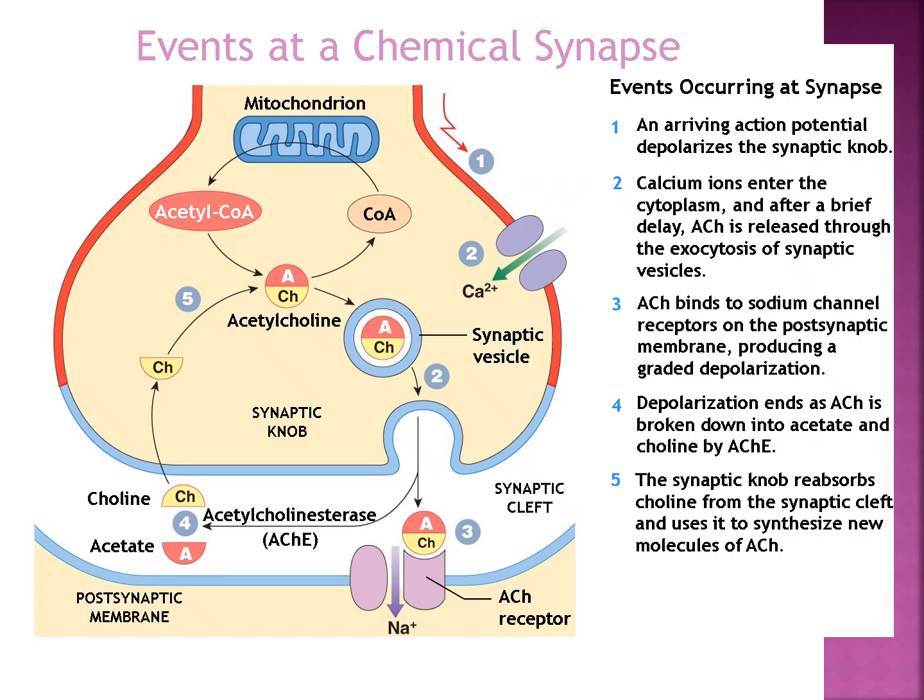The above diagram summarizes the events that take place during information transfer across a chemical synapse. The arrival of the depolarization wave, the action potential, opens voltage-gated calcium channels and allows calcium ions to flow into the axon terminal. This causes the synaptic vesicles to fuse with the presynaptic membrane, and neurotransmitter is exocytosed into the synaptic cleft. The neurotransmitter diffuses across the synaptic cleft and attaches to receptors on the postsynaptic membrane.